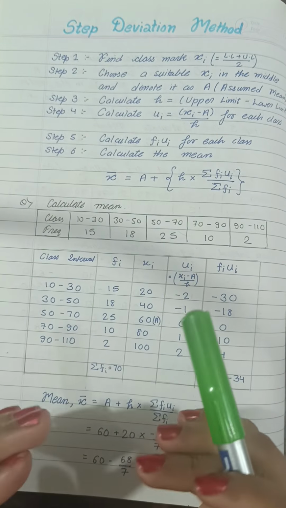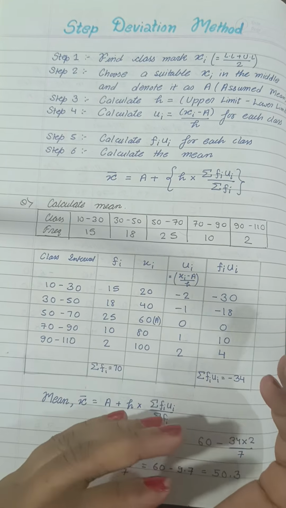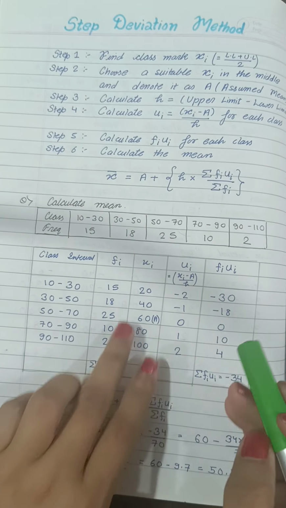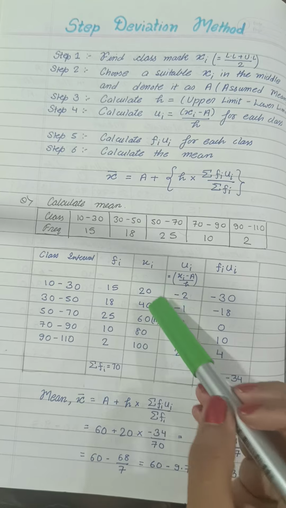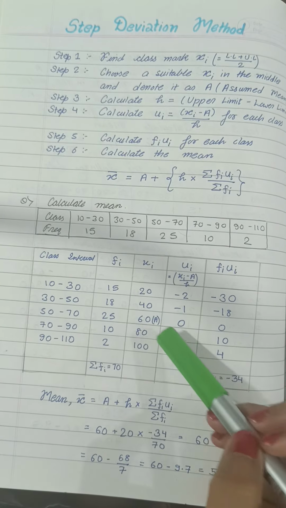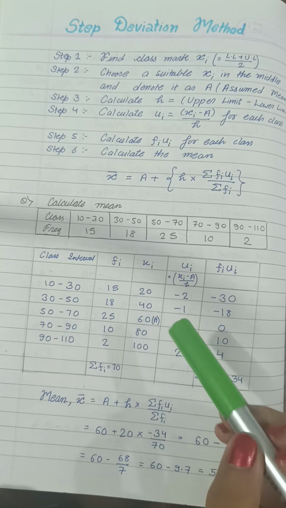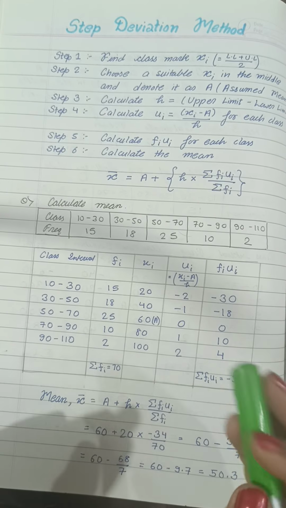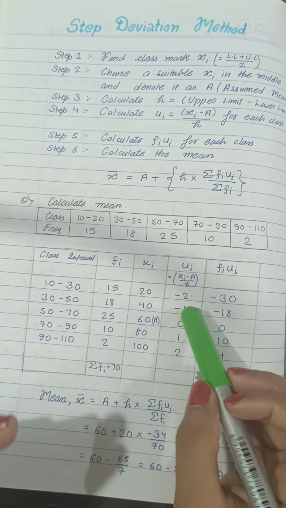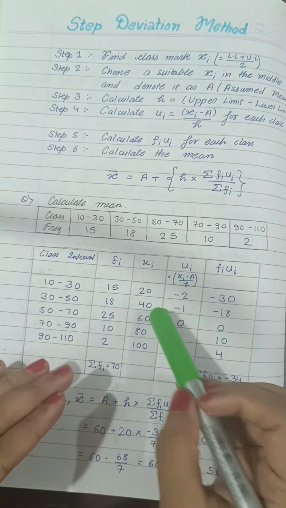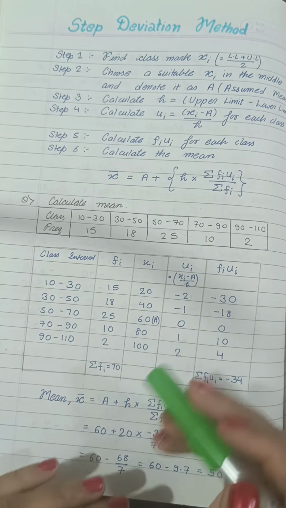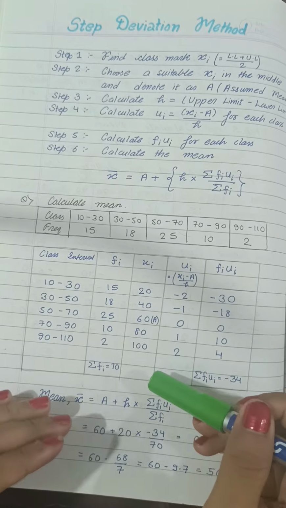What is ui? ui is equal to xi minus assumed mean upon h. So suppose for this first class we have xi is equal to 20 and 60 is a. So 20 minus 60 is equal to minus 40 divided by 20, which is equal to minus 2. Similarly, for the second class we will have 40 minus 60, that is minus 20 divided by 20. So we will have minus 1, like that.